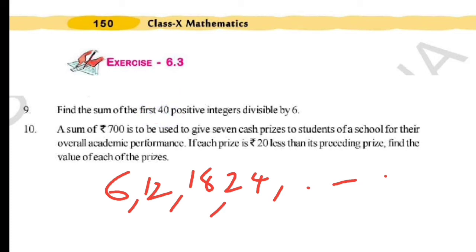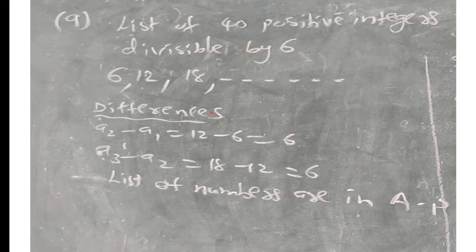Whether this list of numbers forms an AP or not, let's verify. How to verify? Just find the differences. First difference: A2 minus A1. The second term is 12 and the first term is 6, so 12 minus 6 is 6. Next, the second difference: A3 minus A2. The third term 18 and the second term 12, so 18 minus 12 is 6. In both cases we got the same answer. So the list of numbers is in an AP.